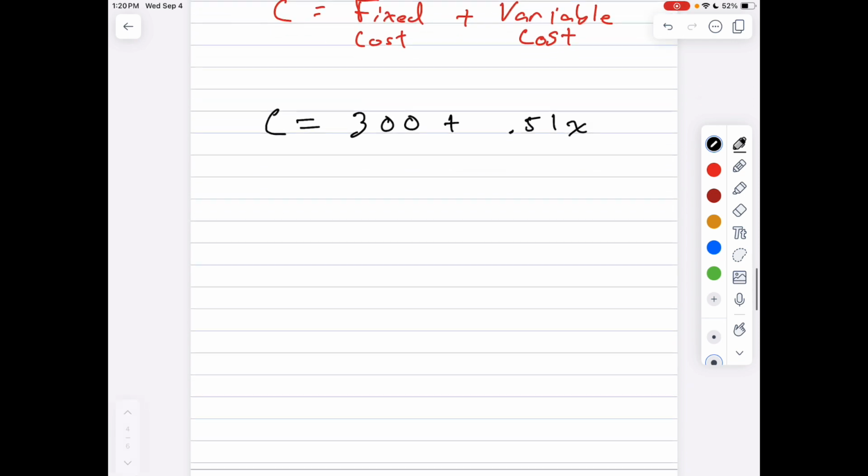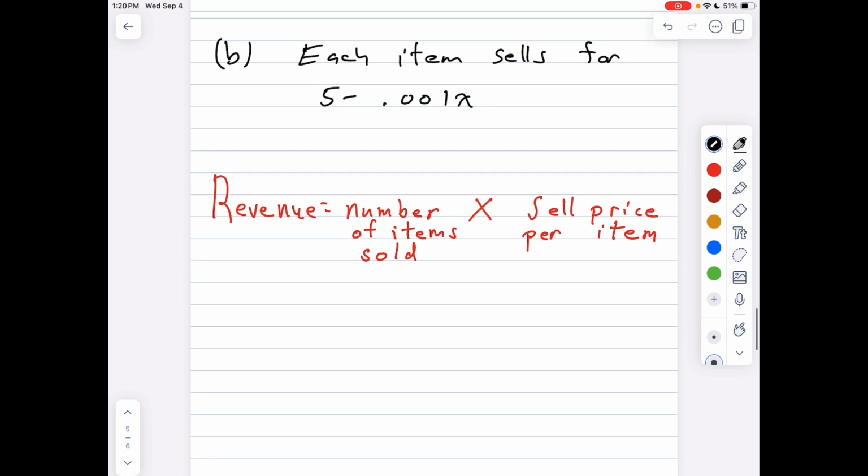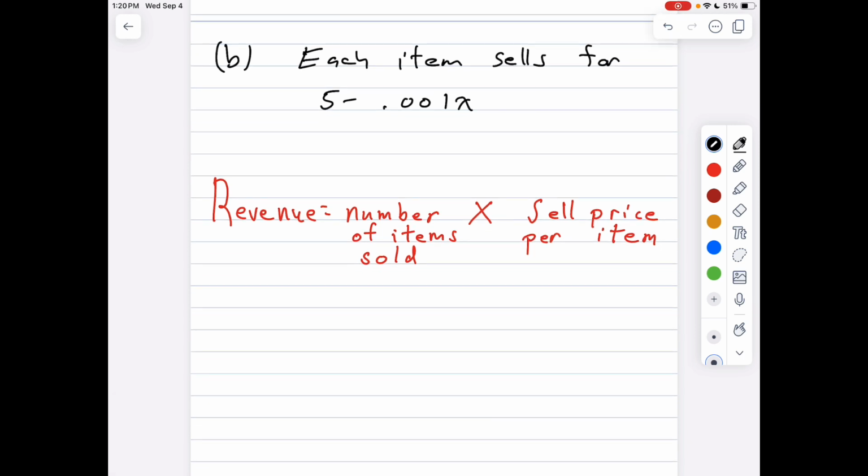All right, then we have part B, which is finding the revenue function, and we were told that each item sells for 5 minus 0.001x. The revenue is equal to the number of items sold times the sales price per item. Let's say I was selling t-shirts for $10 each, and I sold 50; I would make 10 times 50 dollars total.